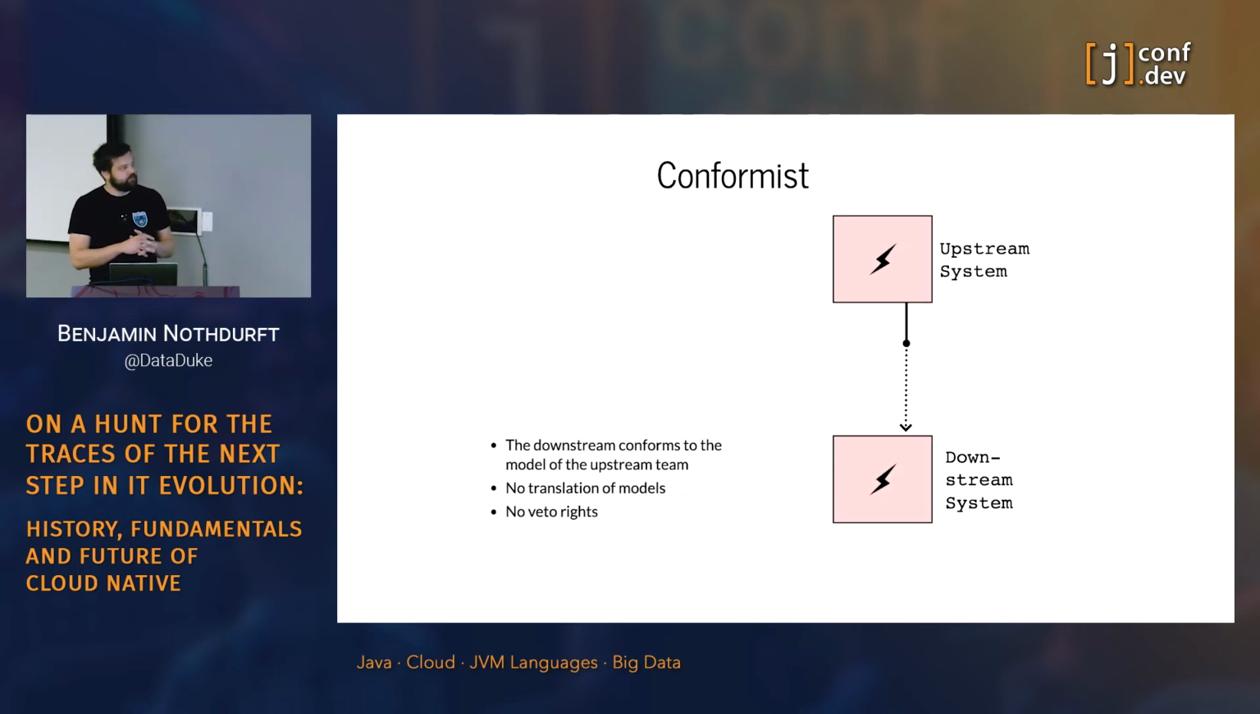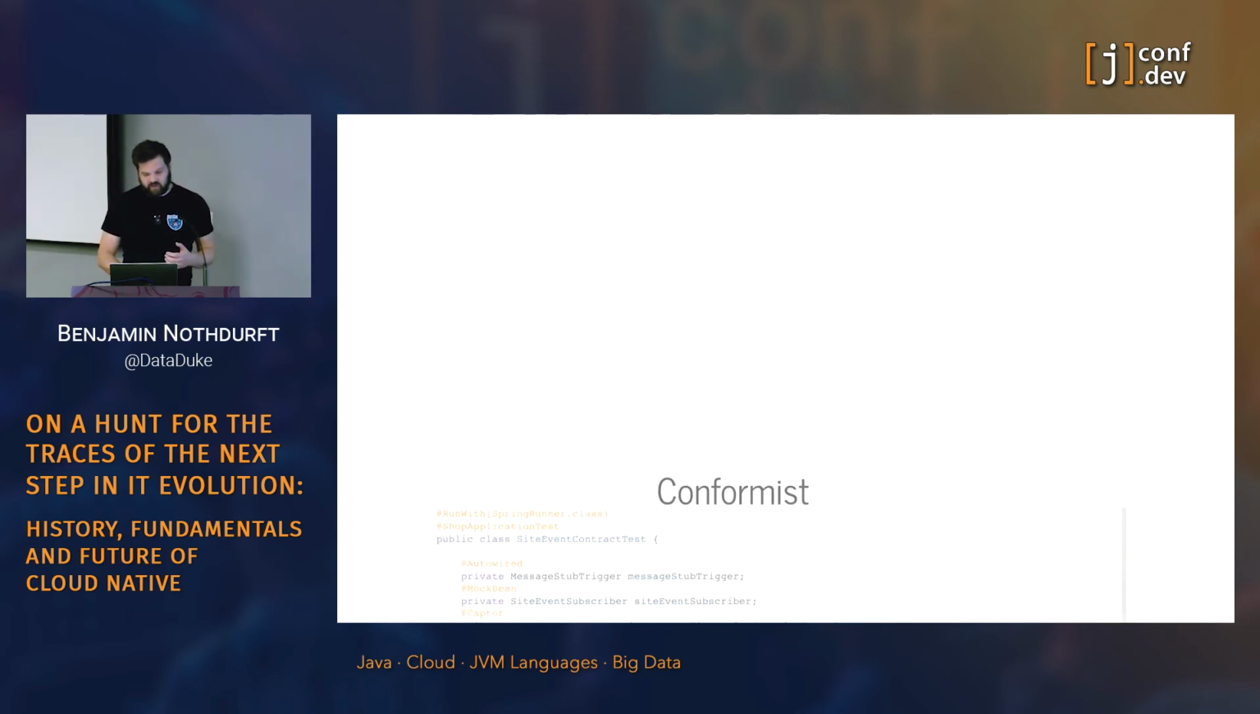One other type of connection is the conformist. So here the downstream system just needs to conform to what the upstream system is saying. So there is no translation between the systems, so the domain model stays the same, and there are no veto rights, and you just need to implement as a conformist what's been given to you.